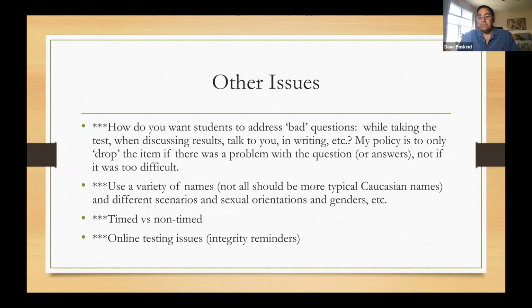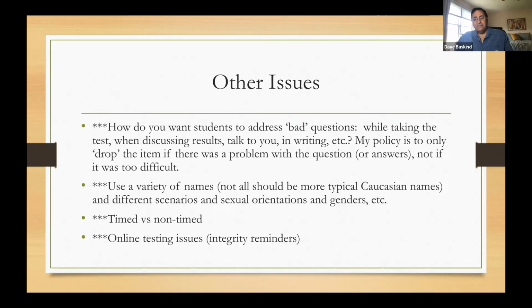That said, though, sometimes I will look at the answers and I'll see, oh man, a lot of students struggled with it. Oh, here's why, I misworded something. Or maybe it was something that wasn't covered. Point being here, think a little bit about how you want students to address it when they have a problem with the item. My preference with in-class tests is that they talk to me about it at the time.